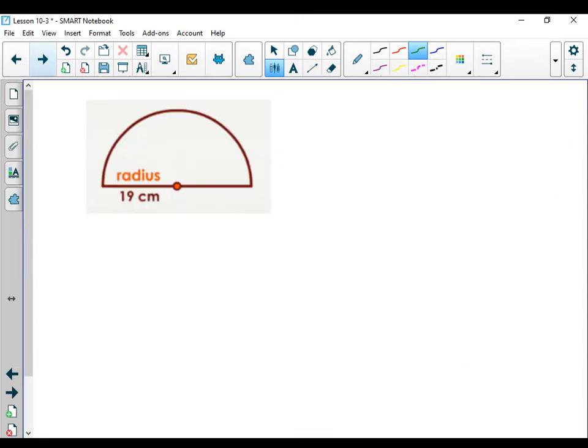Okay, back to the boxes that were already there. This one looks like half a pizza, half a donut, half a something. So there was a circle with a radius of 19. It's like a Pokemon ball.